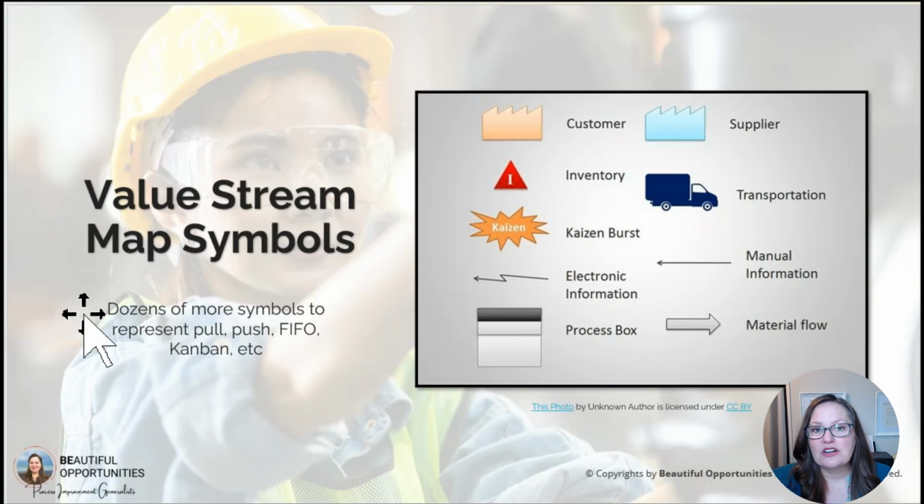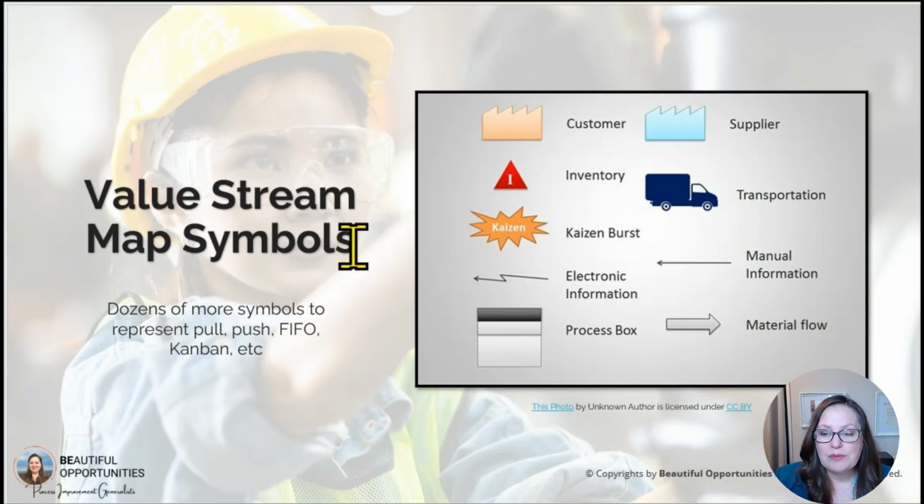There are some symbols that are going to be common in our value stream maps. This is by no means exhaustive. So we have our customer and supplier. They're usually represented by these little factory symbols, and sometimes they even have a smokestack. Our inventory is always going to be that triangle. Our Kaizen burst is going to be those opportunities for improvement that we're going to put up on the map. The electronic information and manual information that really comes into play in that information flow. So this is where we can see whether or not we're transmitting that information via some kind of electronic record or if we're just doing that manually.